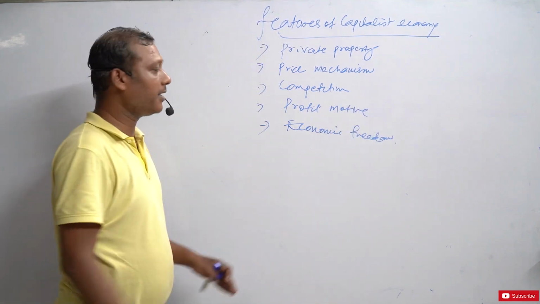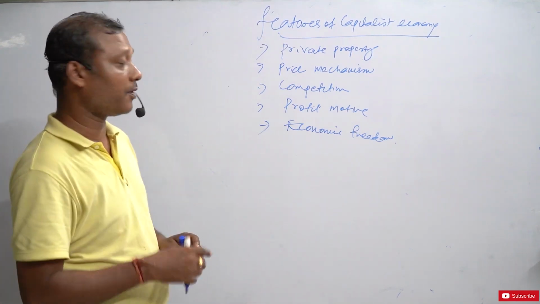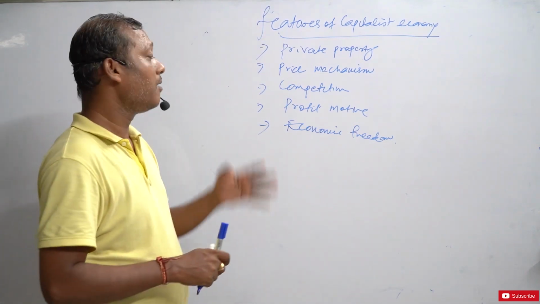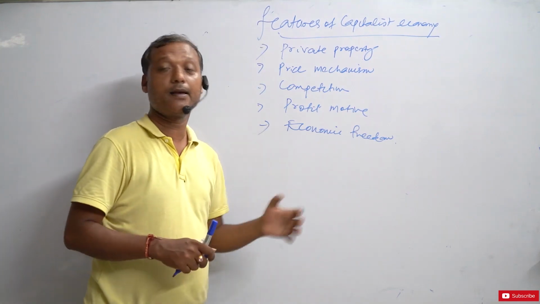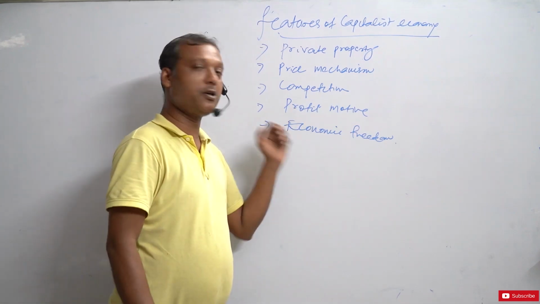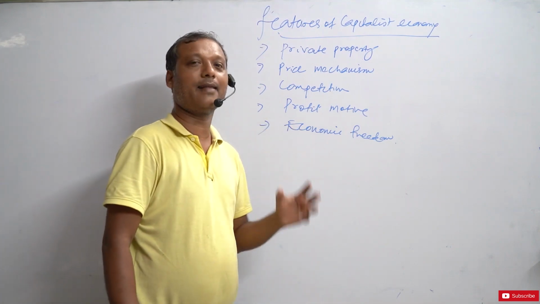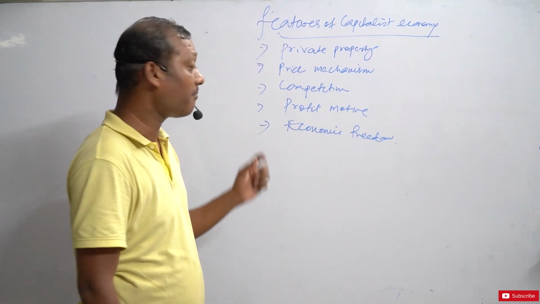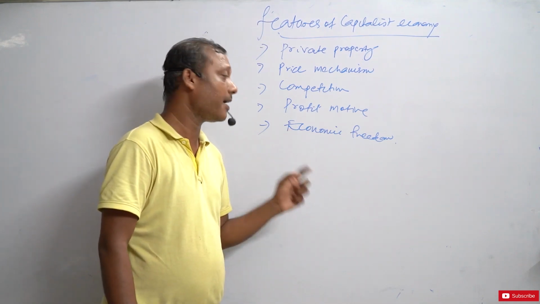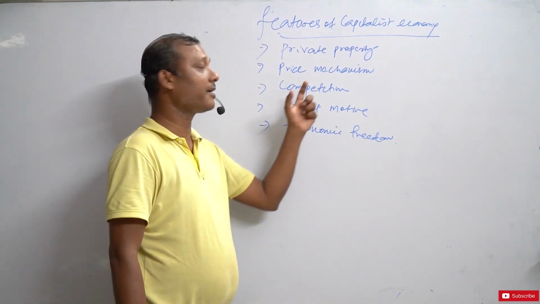In a capitalist economy, we allow economic freedom. There is freedom for both the consumers and the producers. Producers are free to decide whatever they like, and consumers are free to decide whatever they like. As I told you, the main purpose of the capitalist economy is profit motive. So producers can decide the level of investment and the pattern of investment. They can decide whatever they want to produce, and consumers can decide whatever they want to consume. That is the main point of a capitalist economy.